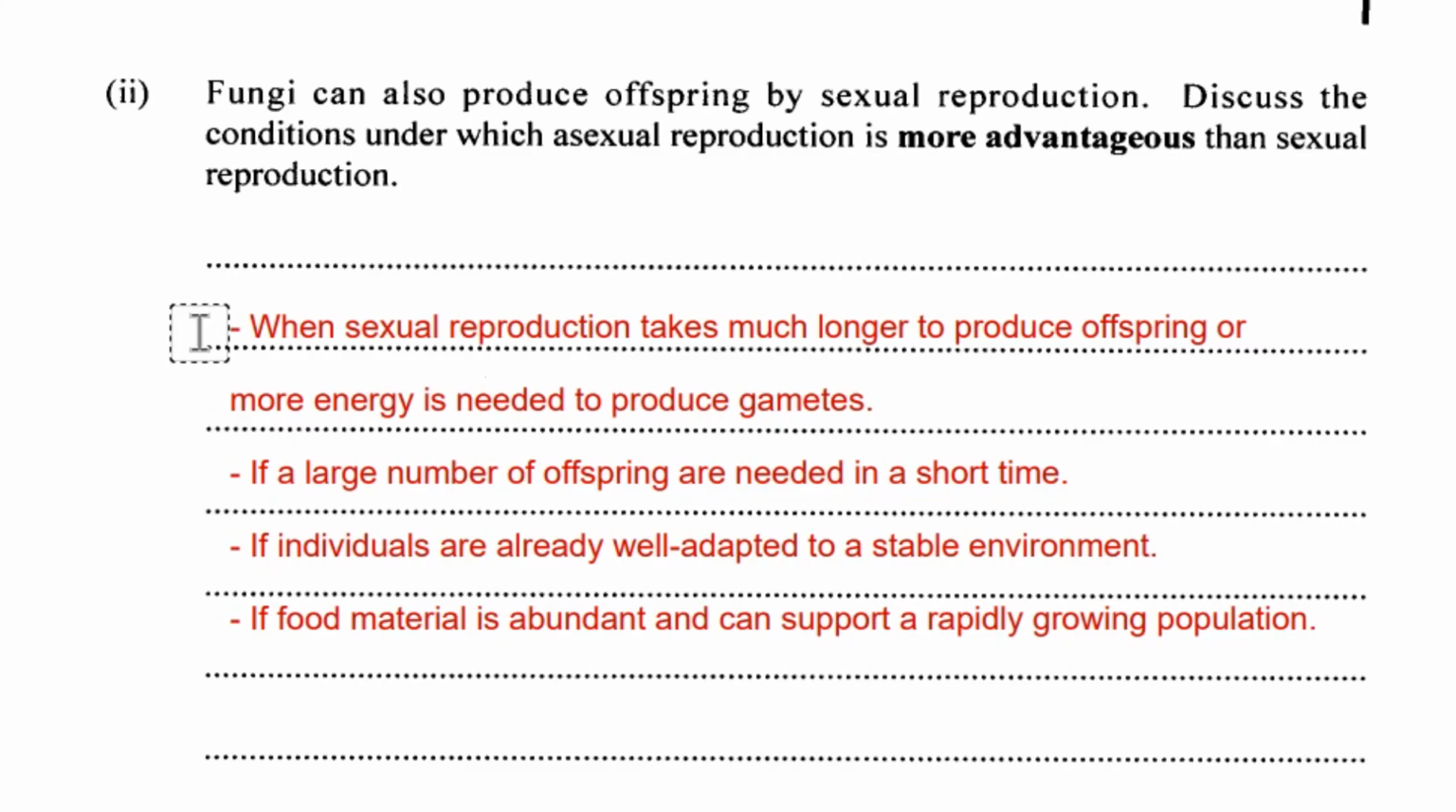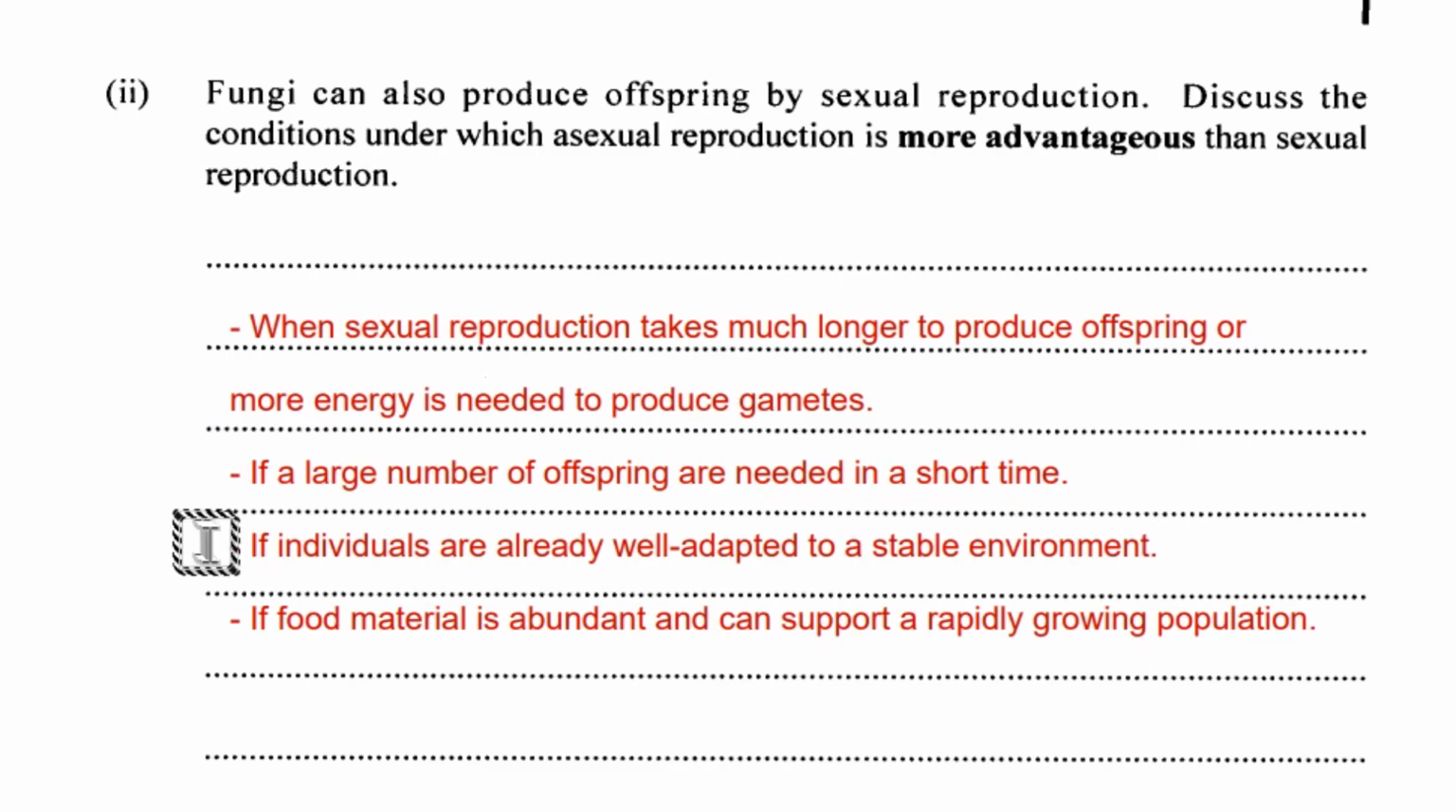This is where asexual reproduction would work better, because let me say that you only have a few fungi around, most of them are dead, and you can't really wait for sexual reproduction to occur. If there's only one parent needed, it's going to occur much faster than with sexual, because there's no need to produce gametes, there's no need to fuse DNA and so on. Basically, they will bud, produce spores, and just spread like that. And this correlates to 2, if a large number of offspring are needed in a short time.